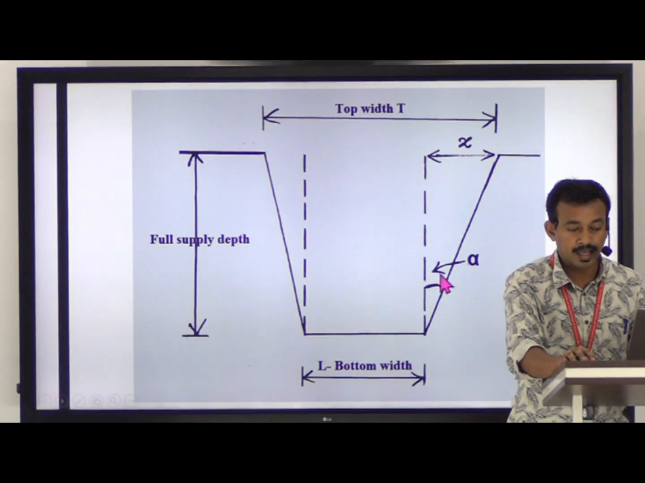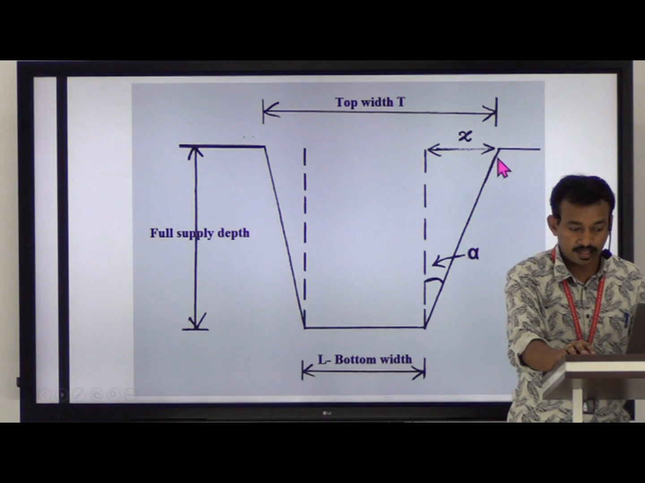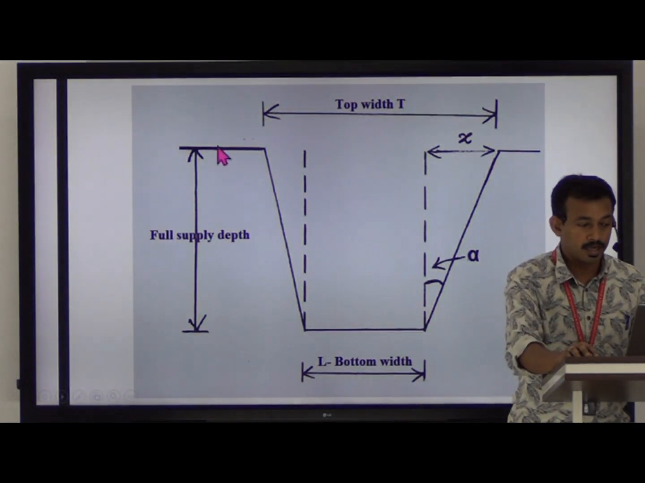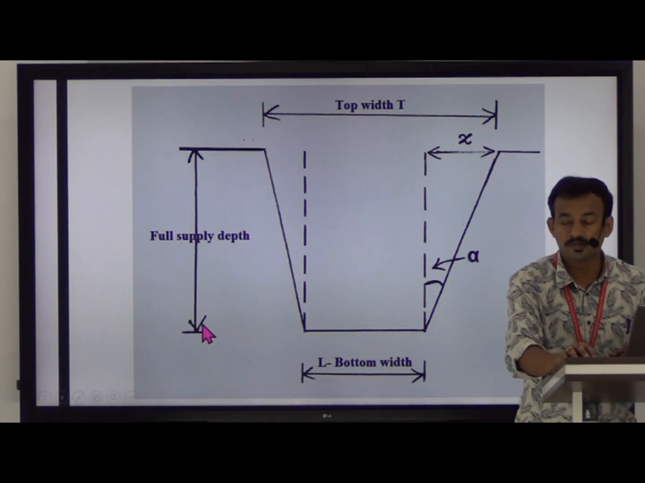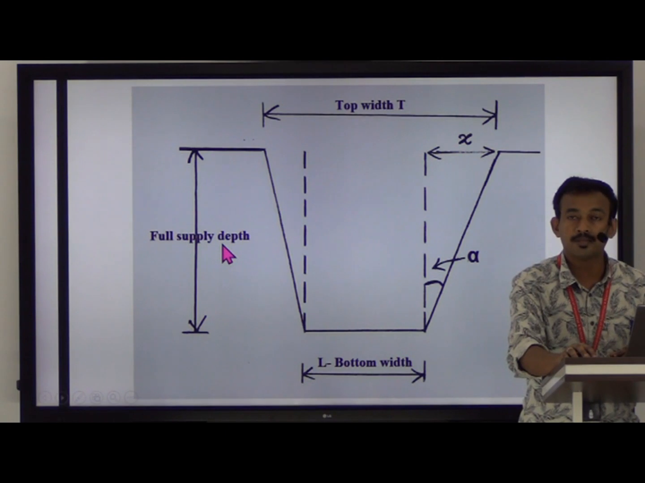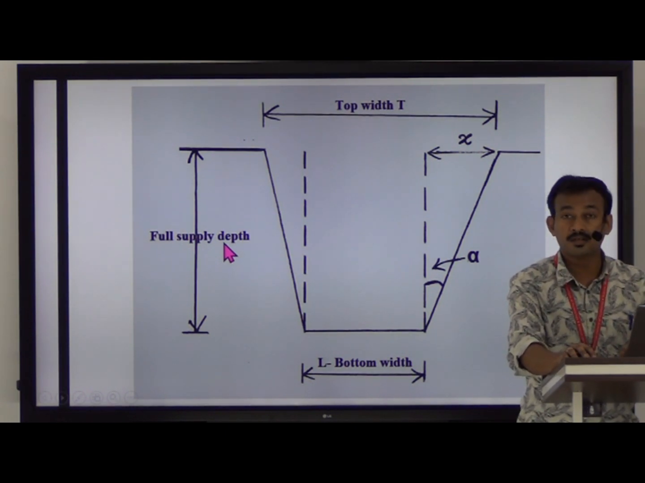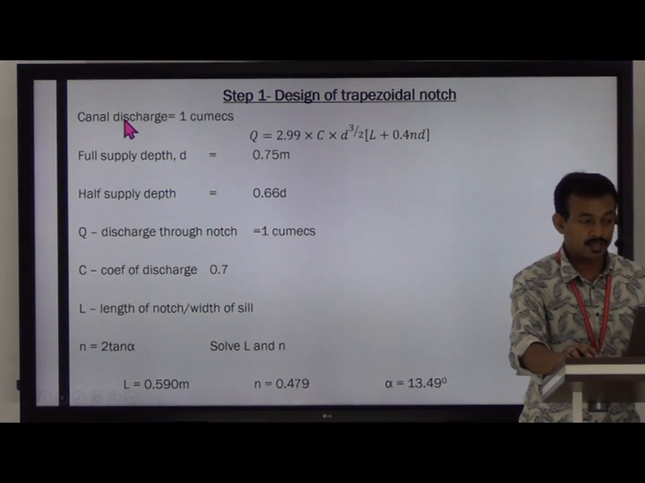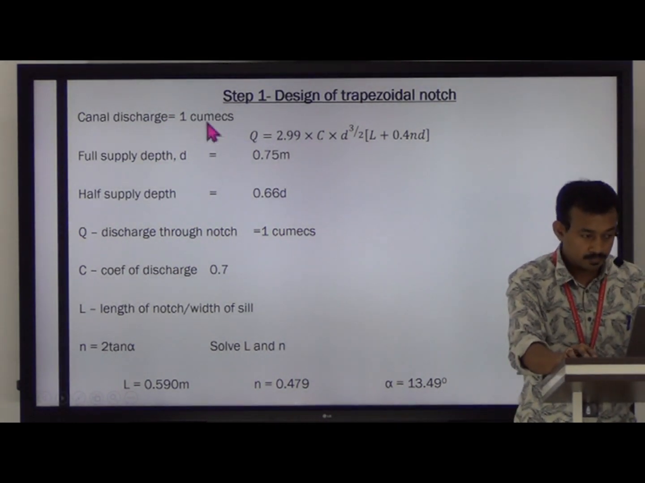It is having the angle alpha, where alpha is the angle that the sides of the trapezoidal notch makes with the vertical. And now this is the full supply depth. From your question it is very clear that full supply depth here will be 75 centimeter or 0.75 meter. Now from the question we know that the canal discharge is equal to 1 cumec.